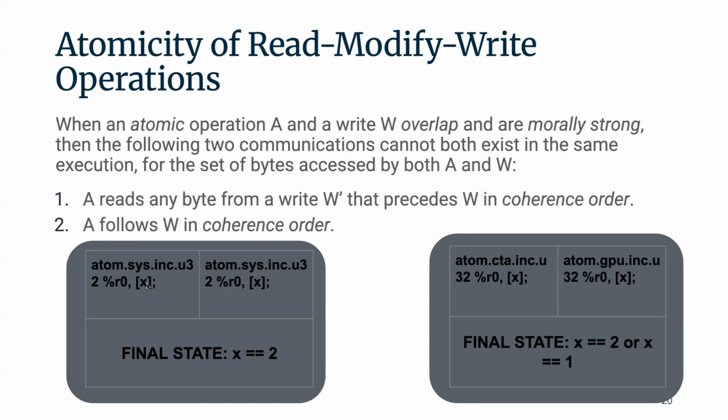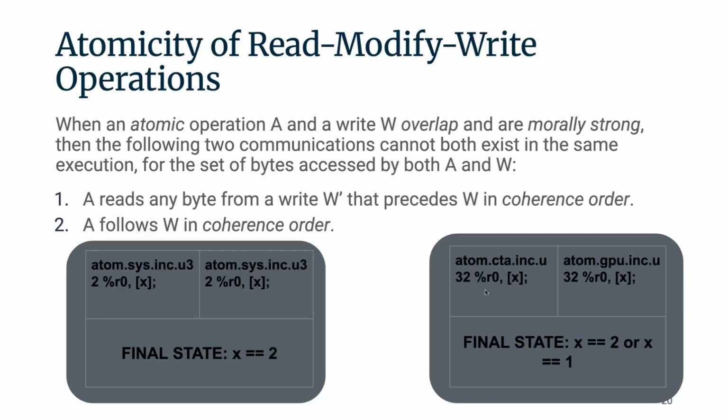So you read from the address X, put it into R0, add 1 to it, and then put it back into X. Since these two are morally strong relative to each other, they work the way we expect. So the final state, X, should be 2. It started at 0, and we incremented twice, so it's 2.